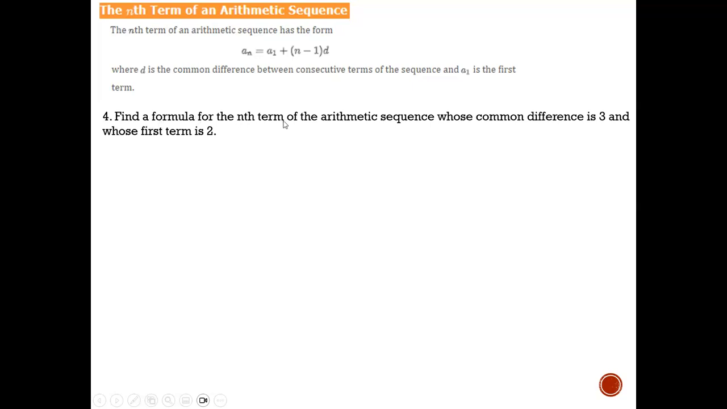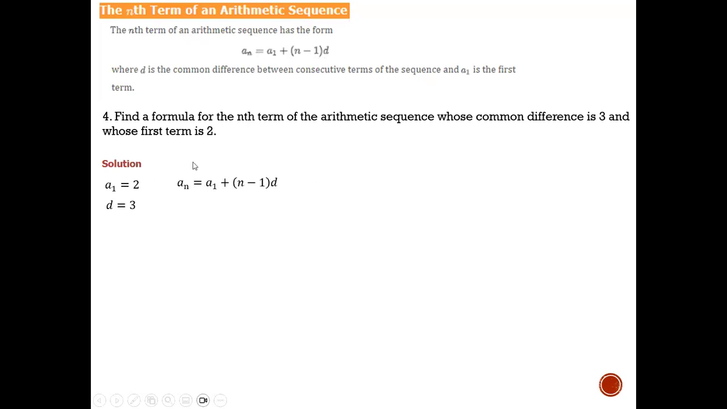We have: find a formula for the nth term of the arithmetic sequence whose common difference is 3 and whose first term is 2. So we have these values. The first term is 2, so a sub 1 is 2. The common difference is 3. That means d is 3.